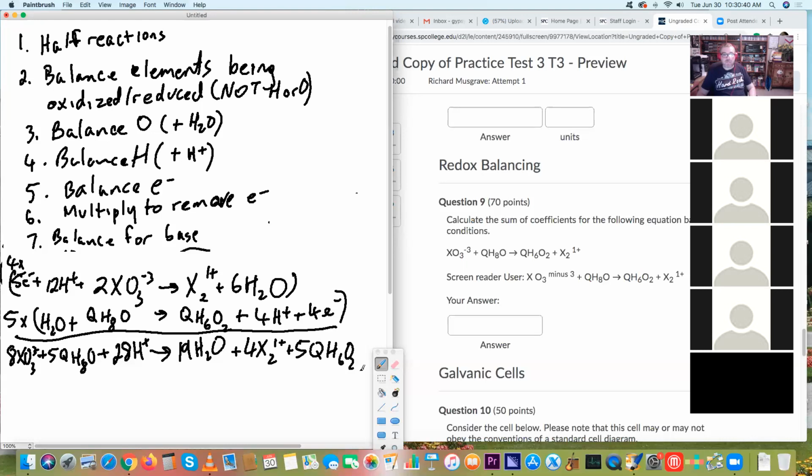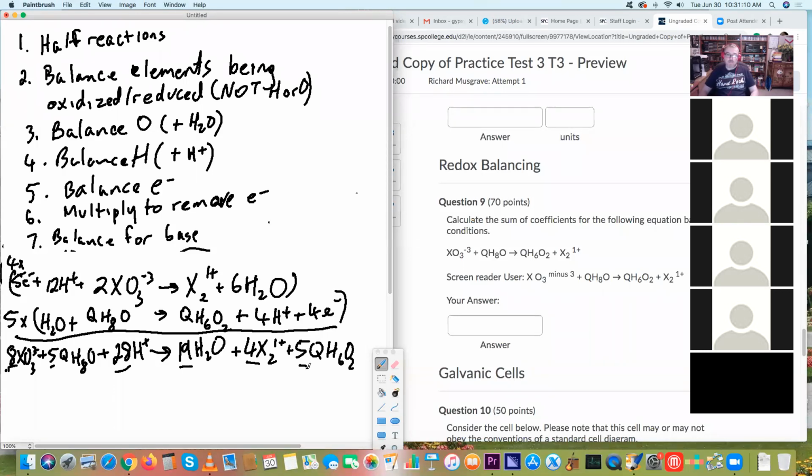Does anybody have any? Sorry? Adam? Because that's just the overall coefficients. Yeah, that's right. The 8, the 5, the 28, the 19, the 4, and the 5. All right. Just add them all up. If you've balanced it correctly, then you'll get that same answer. If you've balanced it incorrectly, obviously it'll be wrong.